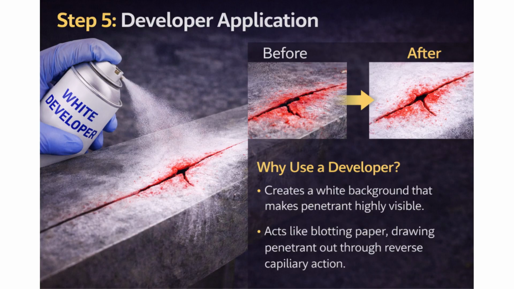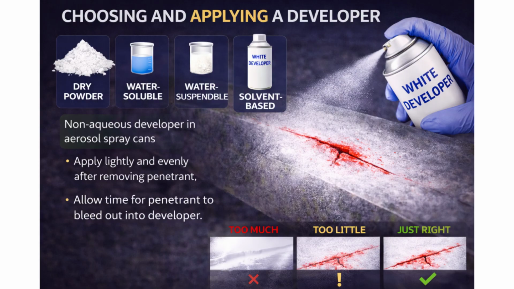It serves two purposes. First, it creates a white background that makes the red or fluorescent penetrant highly visible. Second, and more importantly, it acts like a blotting paper. It draws the penetrant out of cracks through reverse capillary action, spreading it on the surface and magnifying the indication so it's easier to see. Developers come in several forms: dry powder, water-soluble, water-suspendable, non-aqueous, solvent-based.